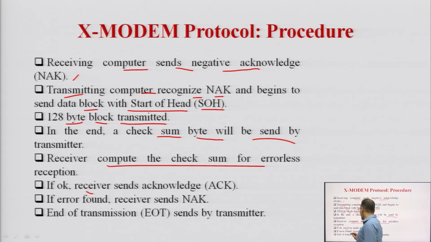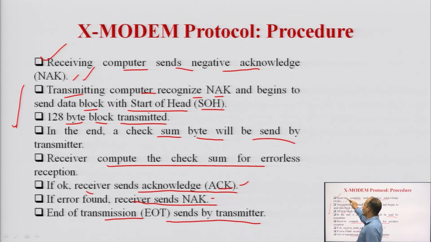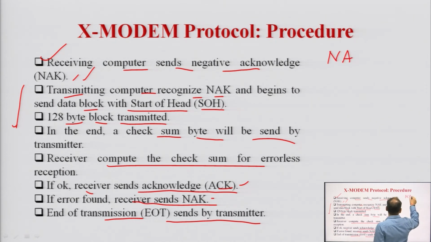Then if okay, the receiver sends an acknowledgement, and if an error is found, the receiver sends a negative acknowledgement. If there is a negative acknowledgement, the transmission will be done again, and if there is an okay, meaning acknowledgement, then the next transmission will be initiated. So, at the end of the transmission an EOT is sent by the transmitter, meaning the complete transmission is over. Then again the receiving computer sends the NAK, meaning this complete process starts with the NAK from the receiver to the transmitter, then the process will be done.